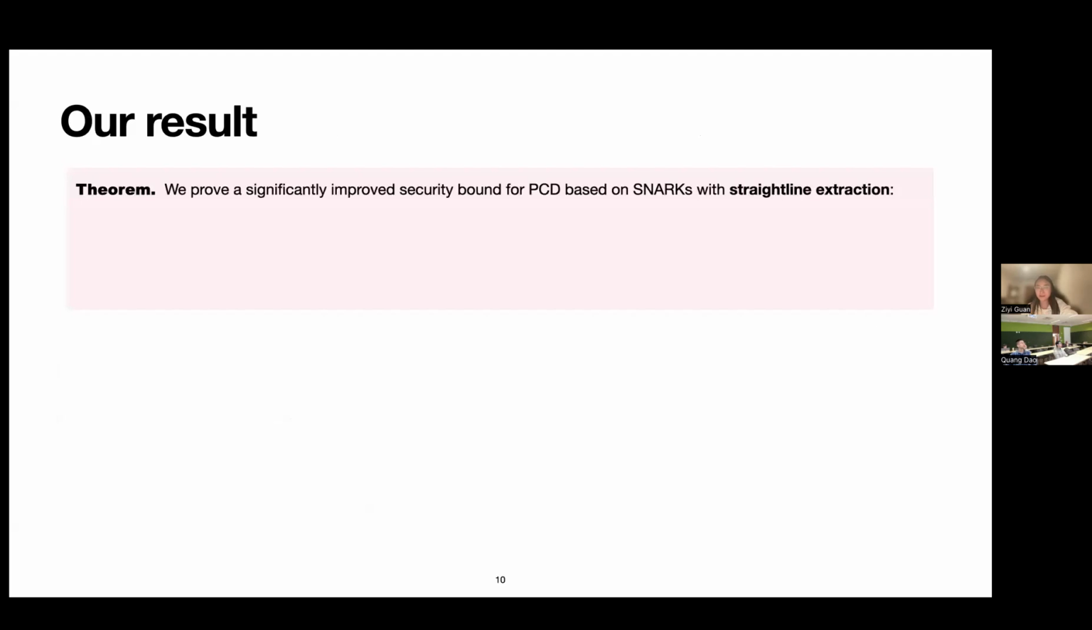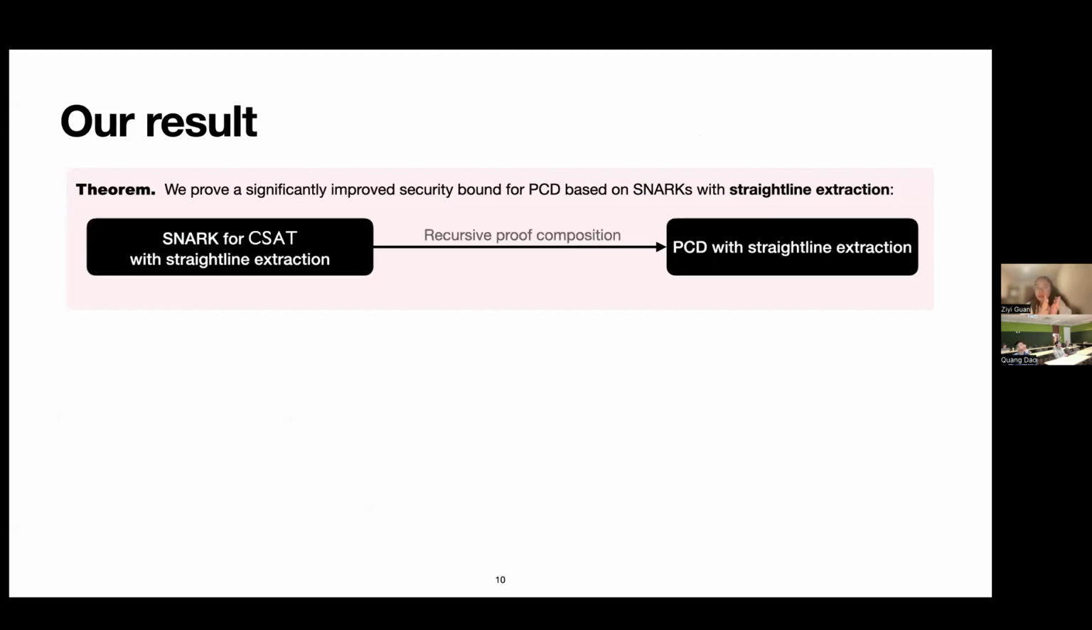So that's our main theorem. We prove a significantly improved security bound for PCD based on SNARKs with straightline extraction. Straightline extraction is what I hinted at on the previous slide, the stronger notion of knowledge extraction. What we did is consider a SNARK for C set with straightline extraction. We do the same recursive proof composition. We get the PCD with straightline extraction. It doesn't matter too much at this point what straightline extraction means. We just need to know that it's stronger.